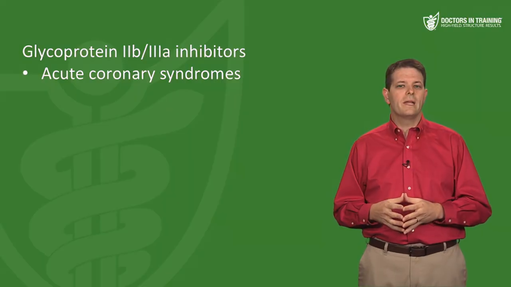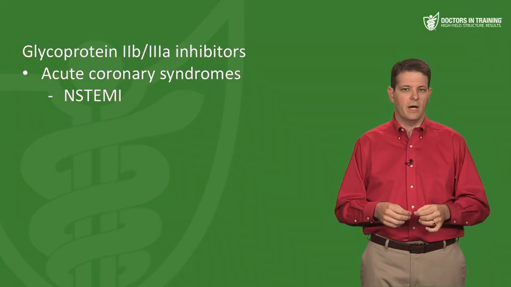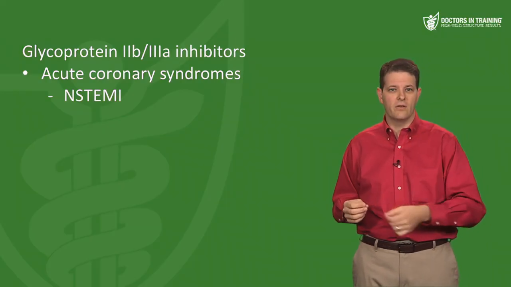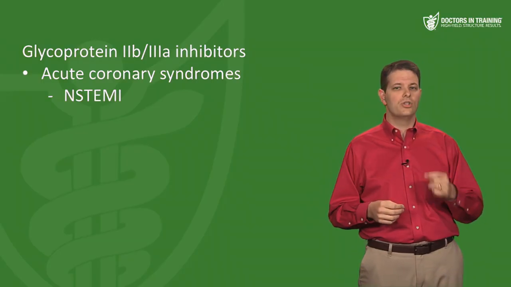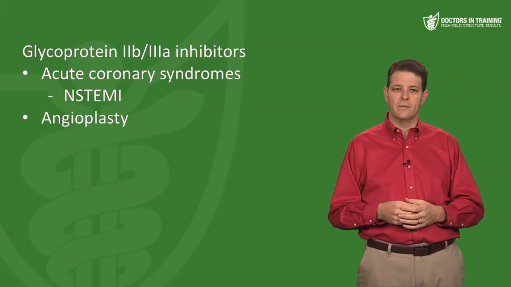2B3A inhibitors are used mainly for acute coronary syndromes, specifically the non-ST elevation MI. So for an ST elevation MI, you might give a thrombolytic like TPA or streptokinase, but for a non-ST elevation MI, you would consider giving a 2B3A inhibitor. They're also used during and after angioplasty.